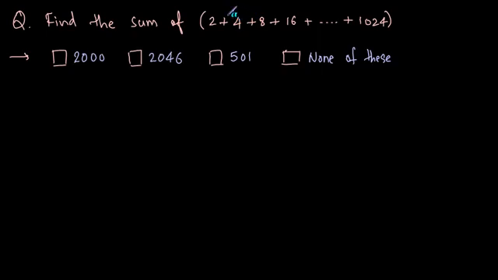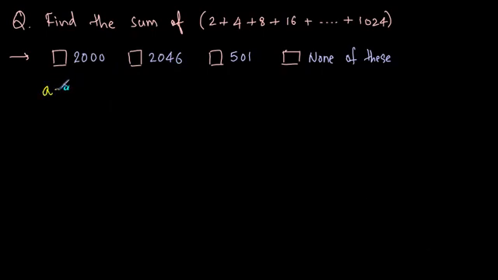If you divide 4 by 2, the ratio you get is 2. If you take the ratio of 8 and 4, it is again 2. Taking the ratio of 16 and 8, it is again 2. So this is in a geometric progression. Solve this question and find out what the answer is.